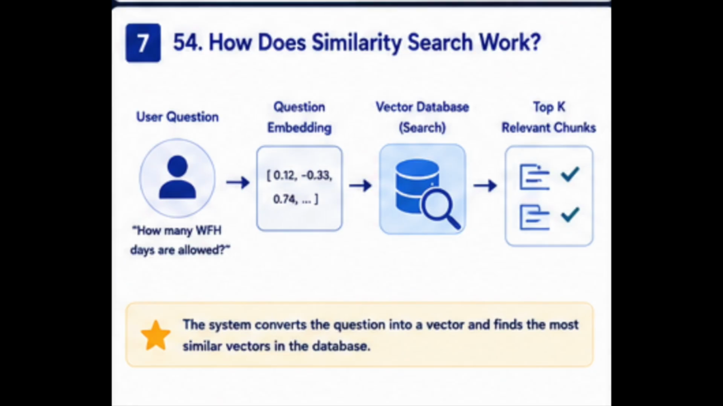How does similarity search work? When a user asks a question, the application first converts the question into an embedding. The vector database compares the embedding with all stored document embeddings. Instead of matching keywords, it compares mathematical similarity. The most similar chunks are returned. These chunks become the context for the LLM. This is why semantic search is much smarter than traditional keyword search.